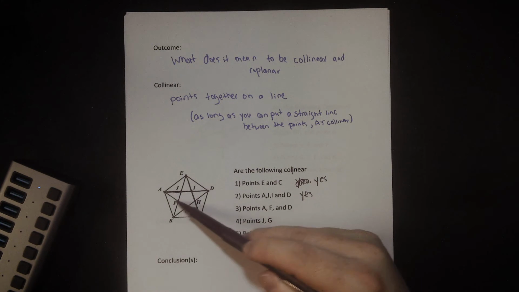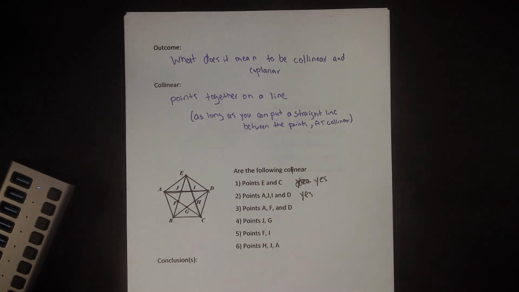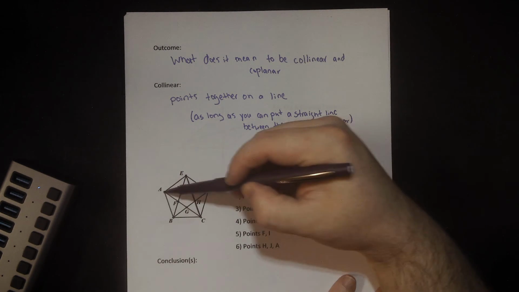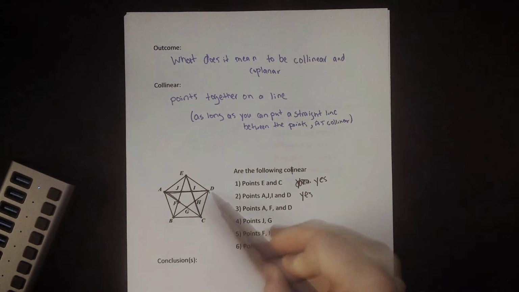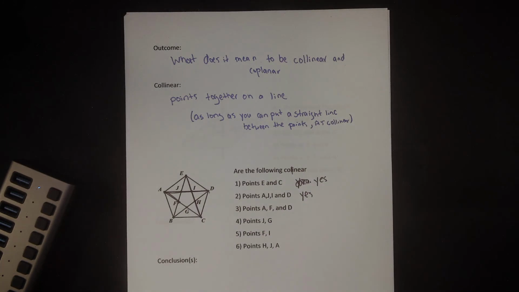AFD. If you look at A, F, and D, there's literally no way you can put a line through all three of those without it bending or breaking. So you go A, F, and then you'd have to swing back up to get D. So that would mean it's not collinear. You have to have a straight line for it to be collinear. So the answer is no.